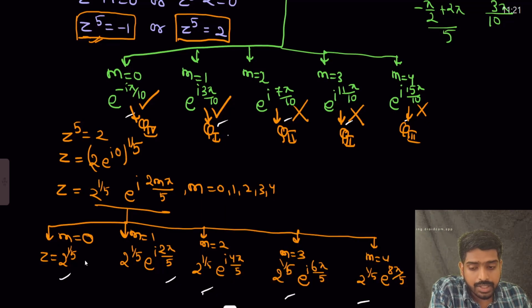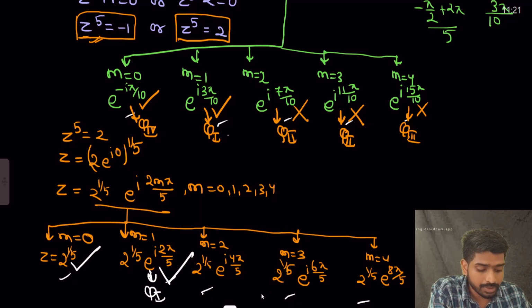First one, z is equal to 2 to the power 1 by 5, right? This is a purely real complex number. The real part is positive. This one we will count. Next, this one, 2 pi by 5. Pi by 5 means 36 degrees, right? 2 pi by 5 means 72 degrees. This will be in the first quadrant. First quadrant means the real part will be positive, right?